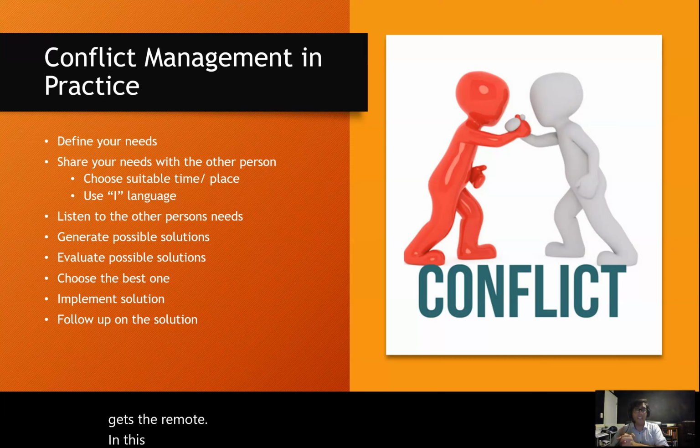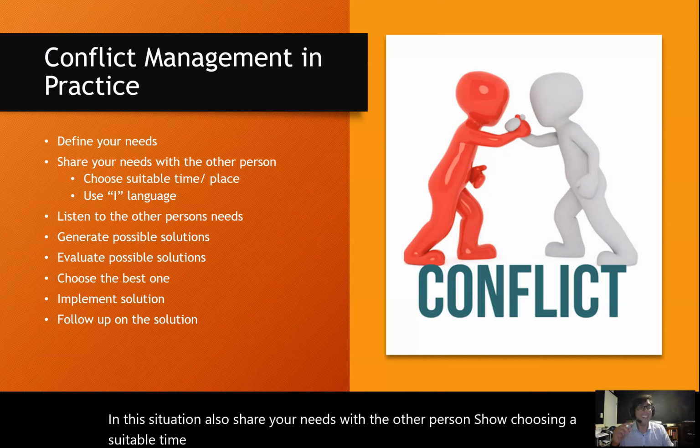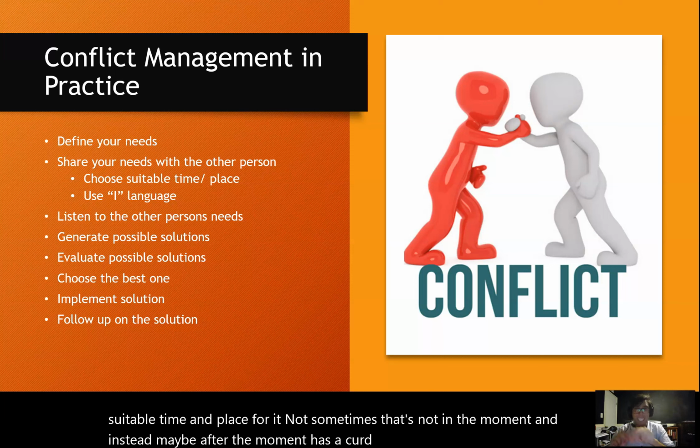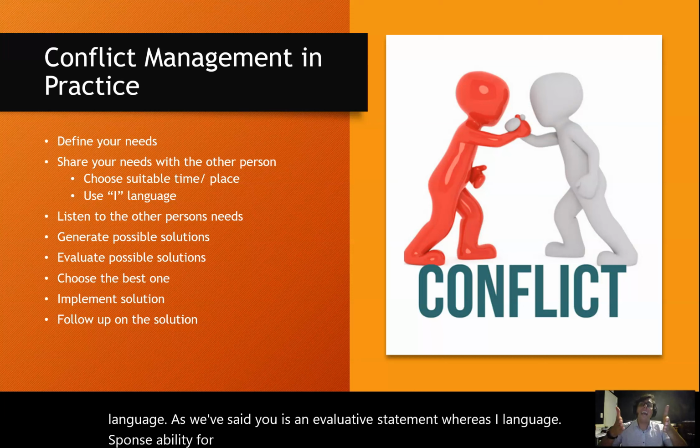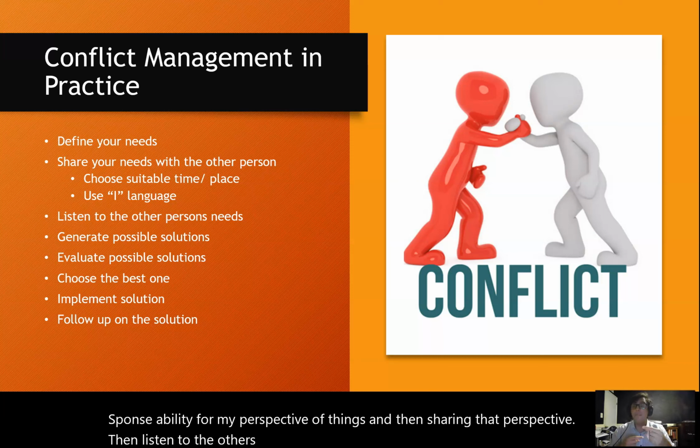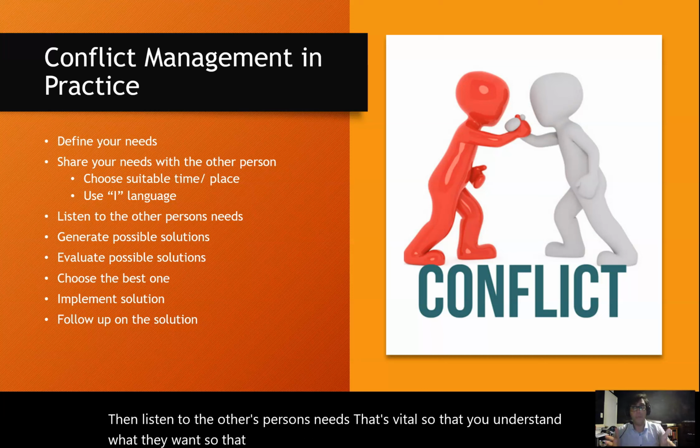Also, share your needs with the other person. Choose a suitable time and place for it. Sometimes that's not in the moment, and instead maybe after the moment has occurred. Use I language instead of you language. As we've said, you is an evaluative statement, whereas I language is taking responsibility for my perspective of things and then sharing that perspective. Then listen to the other person's needs. That's vital so that you understand what they want and are able to find a win-win scenario.